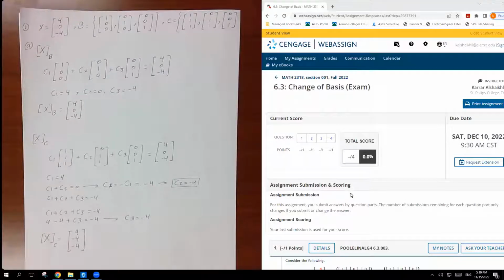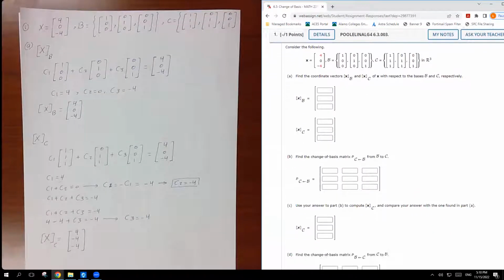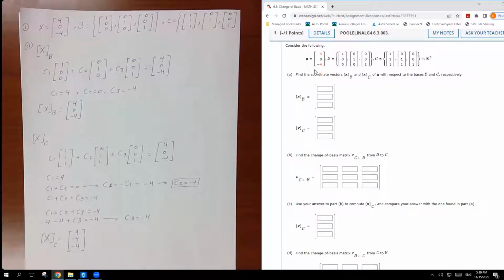Section 6.3, change of bases. So the first question on this one, consider the following. We have x equal 4, 0, -4, and the base B with 3 vectors, and the base C with 3 vectors in R3. Find the coordinate vector x sub B.